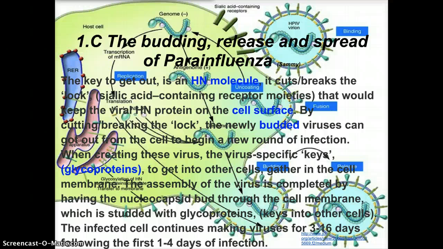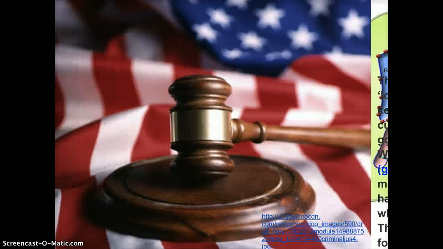And while it's budding on the surface, the virus gets more keys that would unlock other epithelial cells so that they can get in. And the infected cell continues to make more viruses for 3 to 16 days after the 1 to 4 days of infection.